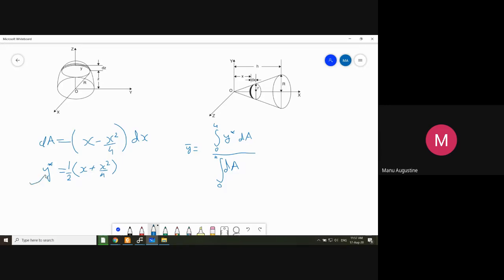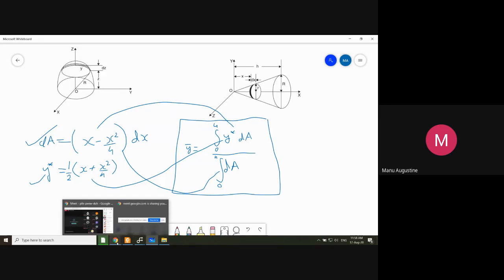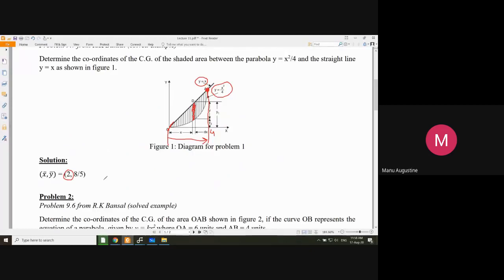Now y star is known to you, dA is known to you. Substitute these values here and find the value of y bar. Again, this is a problem of simple integration. We will not discuss this, and I am leaving it for you to do. The answer should be 8 by 5. So please check the implementation of this.